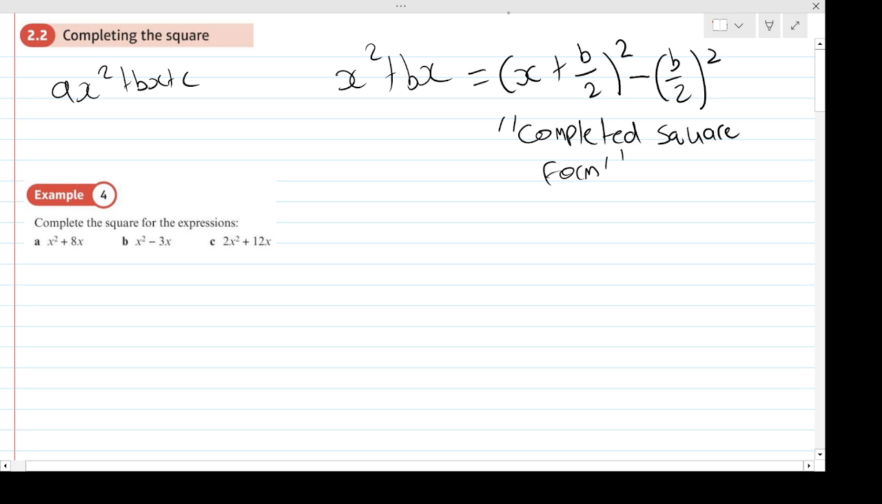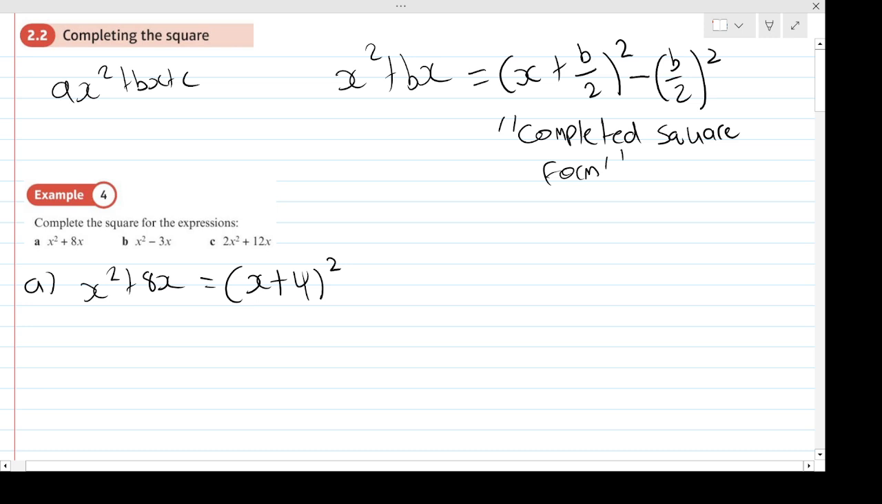Let's have a look at some examples with this in action, because this looks a bit waffly, just a bit of random algebra. I think it's a lot easier to see with practice. Okay, so part A, we need to complete the square for the following. We have x squared plus 8x. So if we follow the idea which we wrote down at the start, we're going to write it as a bracket of x plus b over 2. So that's halving the coefficient 8, so half of 8 is plus 4, squared.